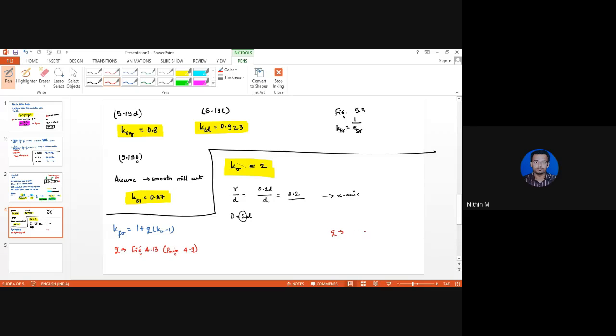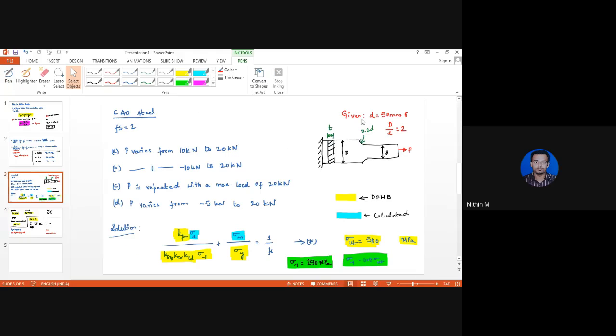you have the notch radius r along the x-axis, and the notch sensitivity along the y-axis. Here r is given to be 0.2d. What is the value of d? d is given to be 50 mm.